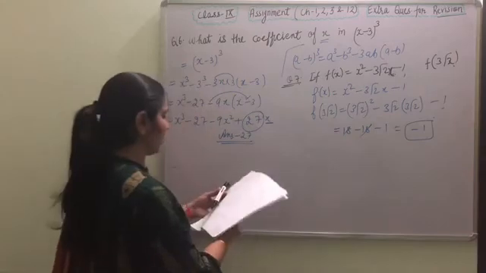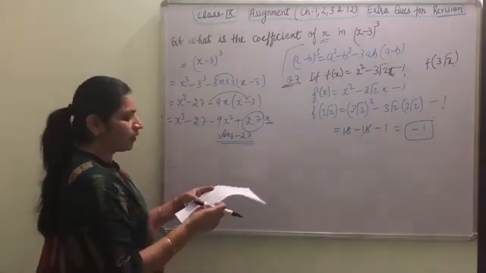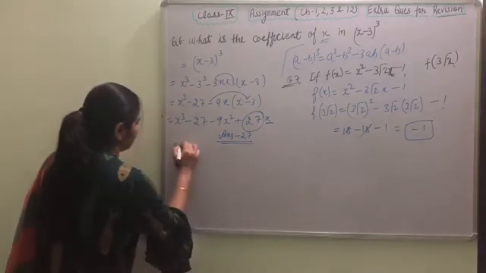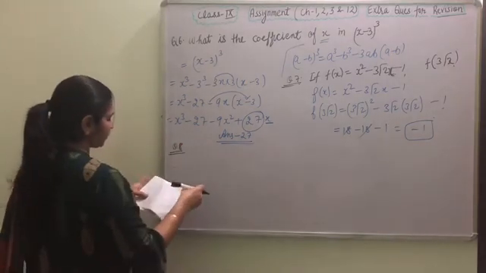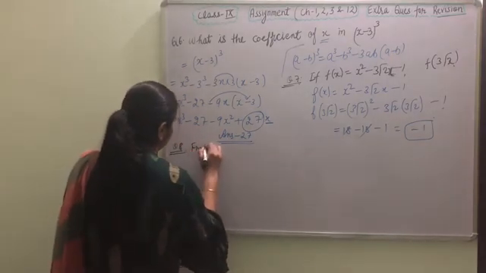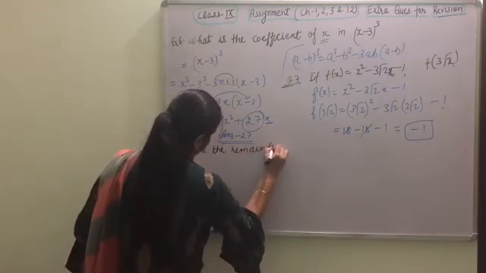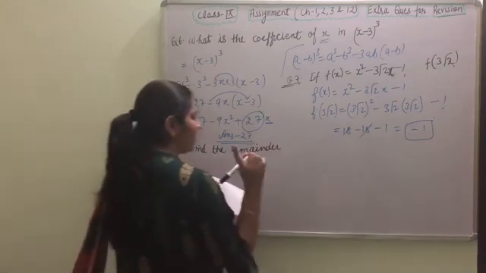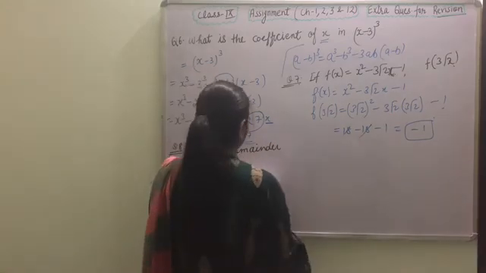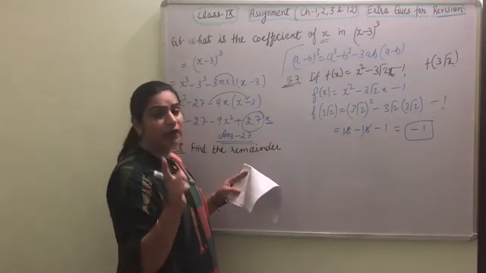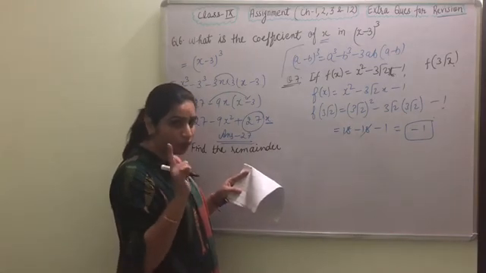Now next question, question number 8. Find the remainder when f(x). Okay, here I am writing the question, so no confusion will be there. We have to find the remainder by applying the remainder theorem. Proof of the remainder theorem is directed, but here the application part is there. We have to do the application.